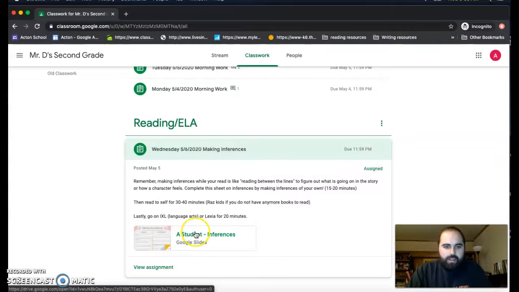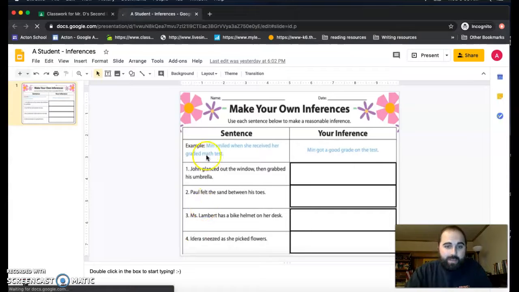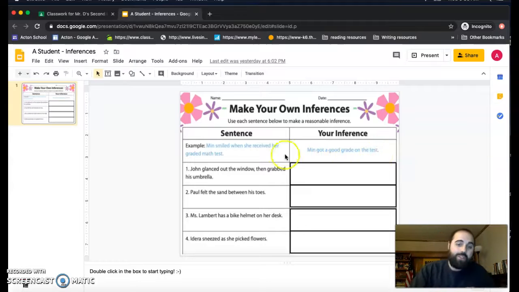So let's hop in here and see what making inferences is all about. First one's done for you. Example, Min, sounds like a name, smiled when she received her graded math test. So think about that. If you smile when you get your graded math test, is that a good thing, a bad thing? What can we say about Min, about what happened? It's not here in the sentence, but as good second grade readers, we can kind of make an inference here and figure out what happened to her. So a good inference for this one would be Min got a good grade on the test. That's something that we can assume based off what was in the text but isn't actually written out.